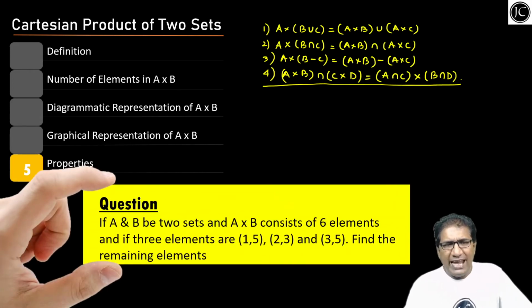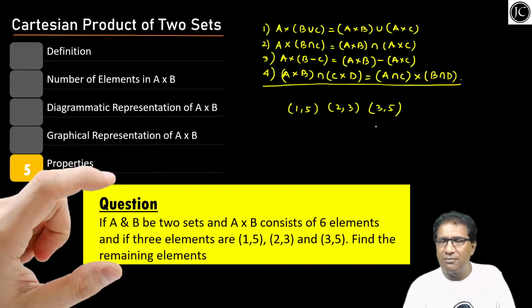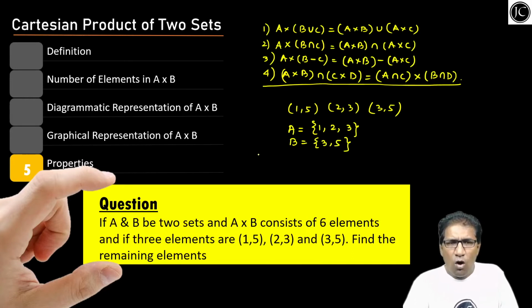See this question. They have given A and B are two sets, and A cross B has 6 elements. And 3 elements are 1, 5, 2, 3 and 3, 5. What does this mean? Your set A has the elements 1, 2 and 3, and set B has the elements 3 and 5. Is it clear? Now, what are the elements that you will have in A cross B?